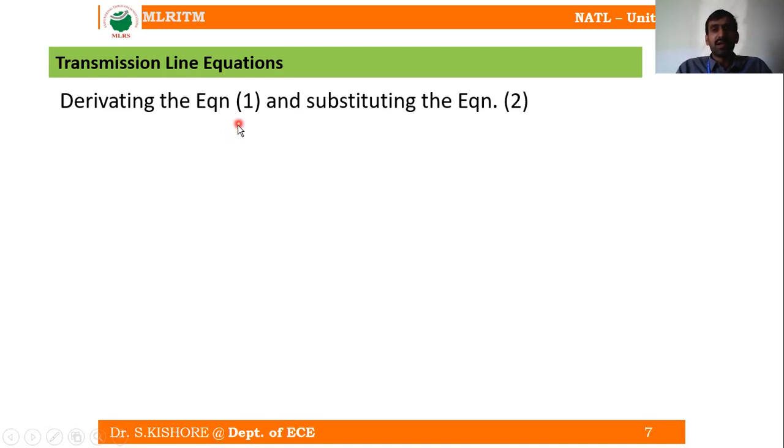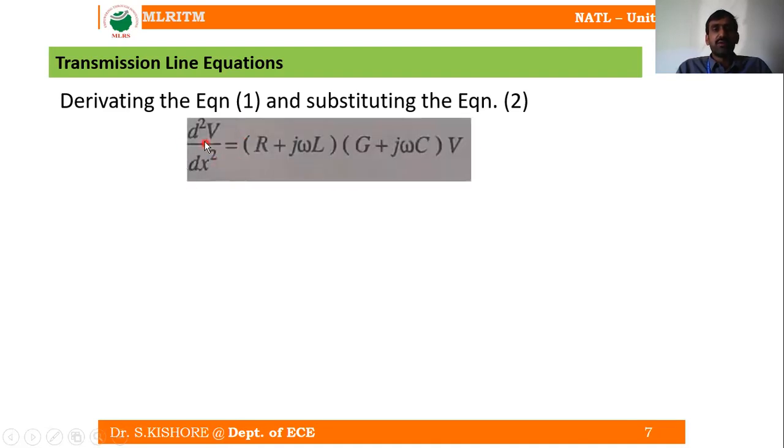R plus j omega L into I. So if we consider that one, it is going to be equal to d square v by dx square. Derivative of dv by dx with respect to x gives d square v by dx square, which is equal to r plus j omega L into, as r plus j omega L is a constant term over here, and what is going to be I here?